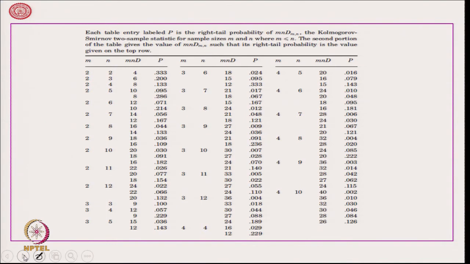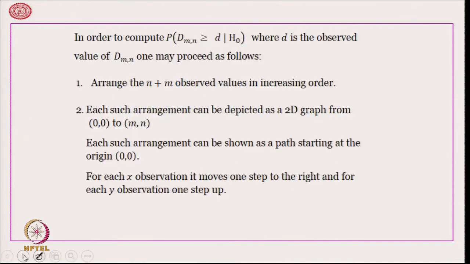I think you cannot read it because it is too small. So, for example, when m is equal to 4 and n is equal to 5, then the m n d is given out for 20, 16, 15 etc., and the corresponding right tail probabilities are tabulated here. So, how do we do this? In order to compute the probability of d m n greater than or equal to d under H naught, where d is the observed value of d m n, we proceed as follows.